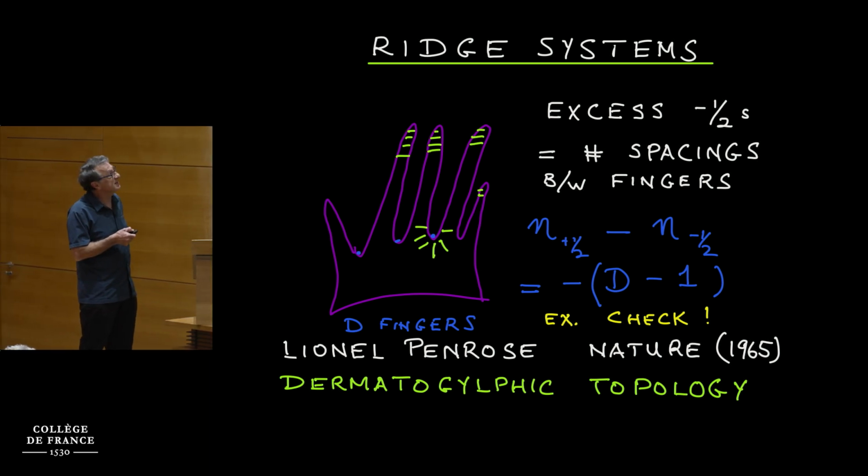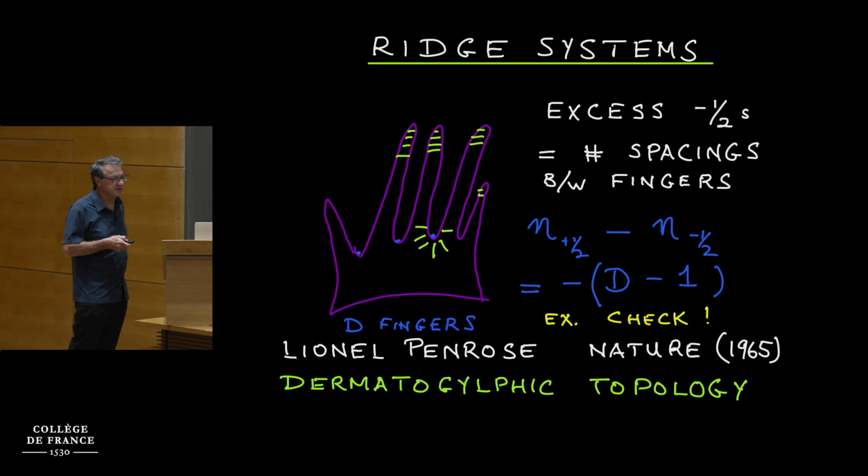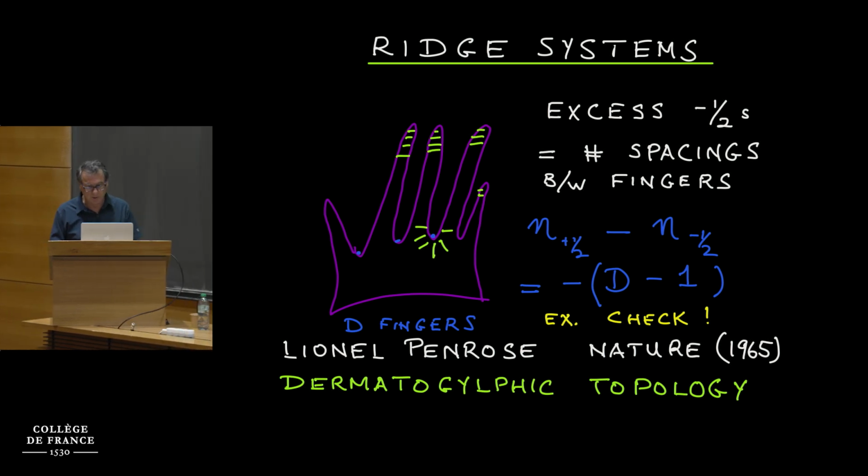And amazingly, this was computed by Lionel Penrose, Roger Penrose's father, in 1965. He was studying what's called dermatoglyphic topology. I don't know what was behind it, to identify something about people by these patterns, but he got this relation. And later, much later, his son Roger Penrose wrote a nice paper on the topology of ridge systems, which put it in sort of more modern language. But again, this shows the global characteristic of topological defects.